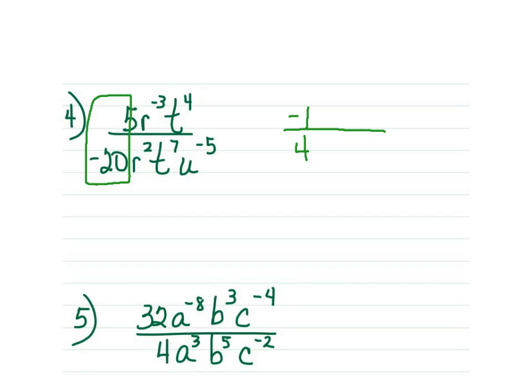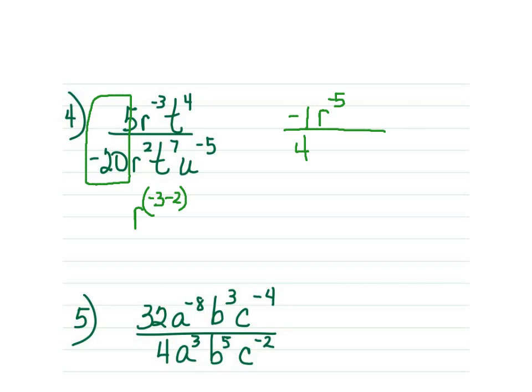Now let's deal with the r's. R to the negative 3 over r squared. Well, let's recall that we're dividing here. R to the negative 3 divided by r squared would become r to the negative 3 minus 2. Negative 3 minus 2 is negative 5. It would be r to the negative 5.